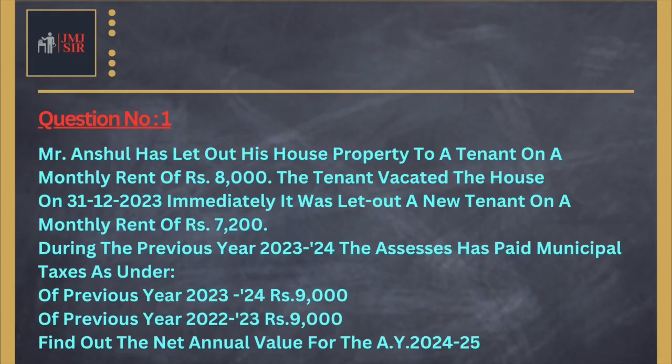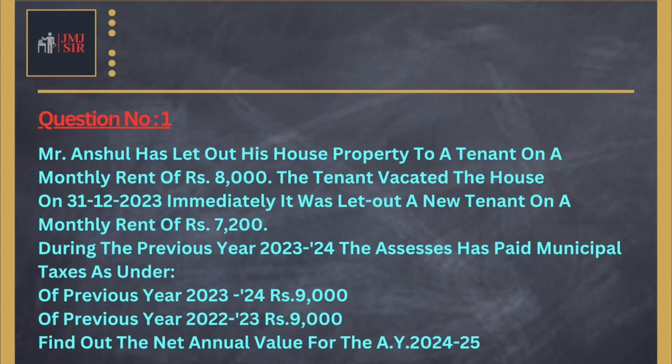Students, let us start with the very first question. First, I am reading the entire question. Mr. Anshul has let out his house property to a tenant on a monthly rent of rupees 8,000. The tenant vacated the house on 31st of December 2023. Immediately it was let out to a new tenant on a monthly rent of rupees 7,200.